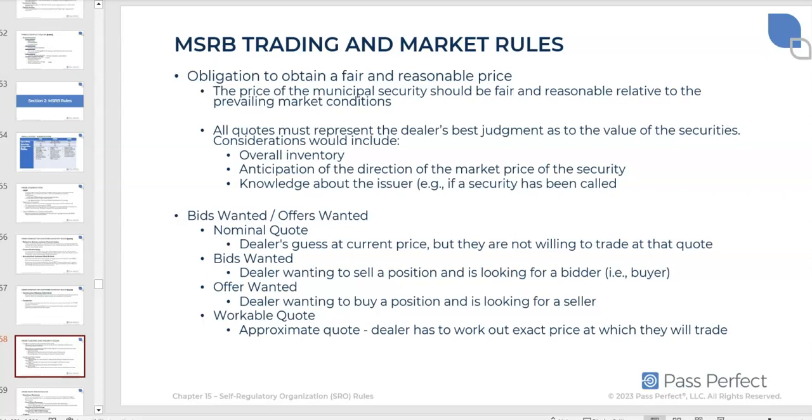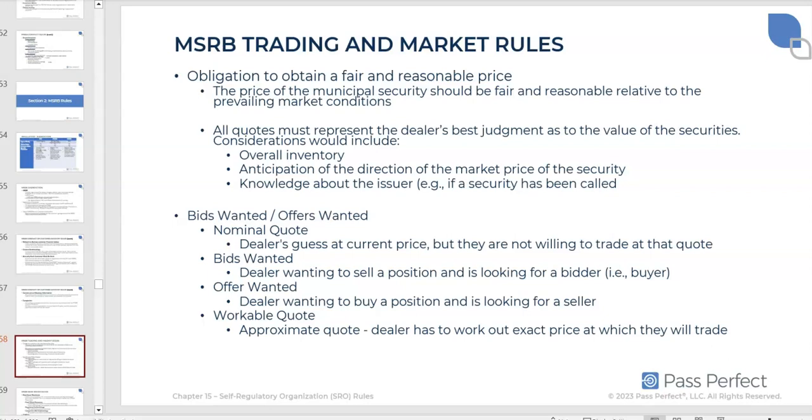If they want to sell something and they can't seem to find someone who wants to buy it, they'll put out a BW, a bids wanted notification, saying they're looking for someone who wants to buy it. And maybe there's another dealer out there who's willing to buy it from them. If they want to acquire a security but can't find a place to acquire it from, they put in an offer wanted. So they're saying, if someone wants to sell it, I'm looking for your offer on it. They're looking to buy, and they're looking for someone who wants to sell.